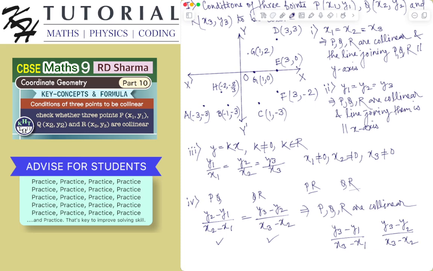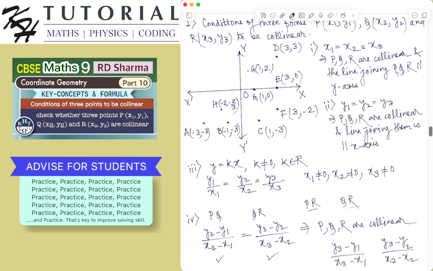So case 4 you can check only when all the abscissa of the 3 points are different. Then the difference of any two abscissa will not be equal to 0. So using these 4 cases, you can check whether the 3 points are collinear or not. The first two are very simple.